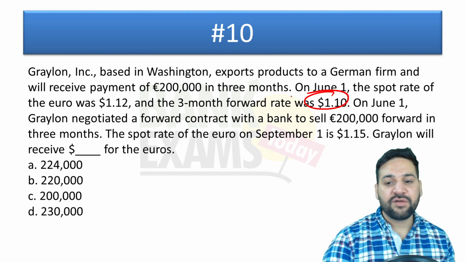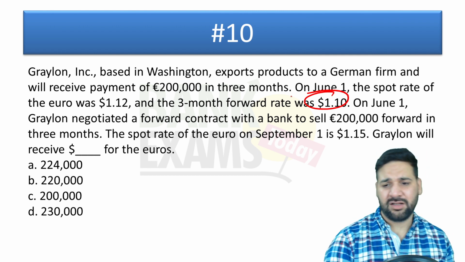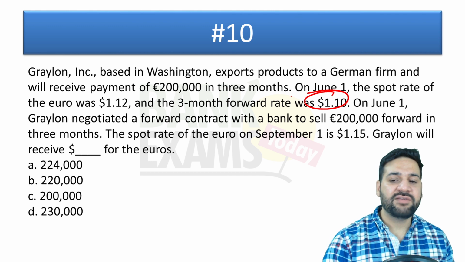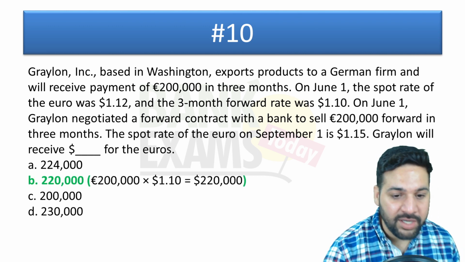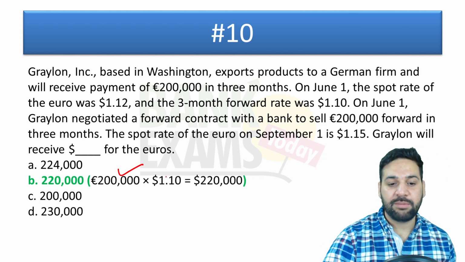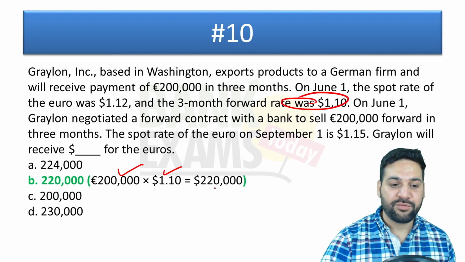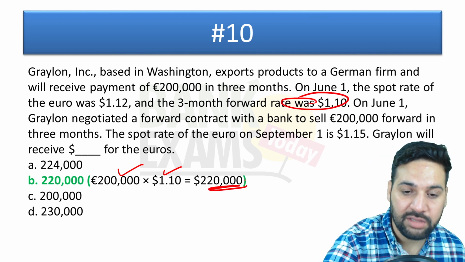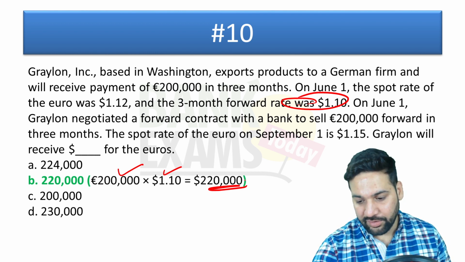The spot rate of the euro is 1.15 on 1 September. It doesn't matter. So how much money will Graylon receive? It is 200,000 euros multiplied by 1.10, because that was the forward contract with the bank that was fixed. So $220,000. This is the correct answer.